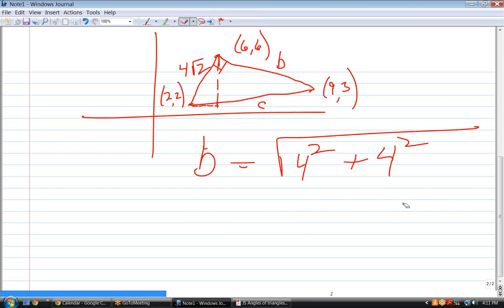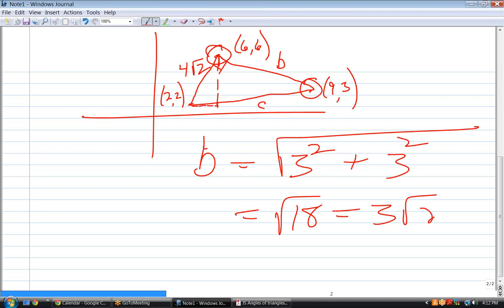What is B? Is it B to C? Well, it's this point to this point. B is that side length. So figure out the distance from 6, 6 to 9, 3. Is it 3 and 3? 3 squared plus 3 squared. Again, that's the square root of 18, which is also 3 root 2. So B I can replace with 3 root 2.